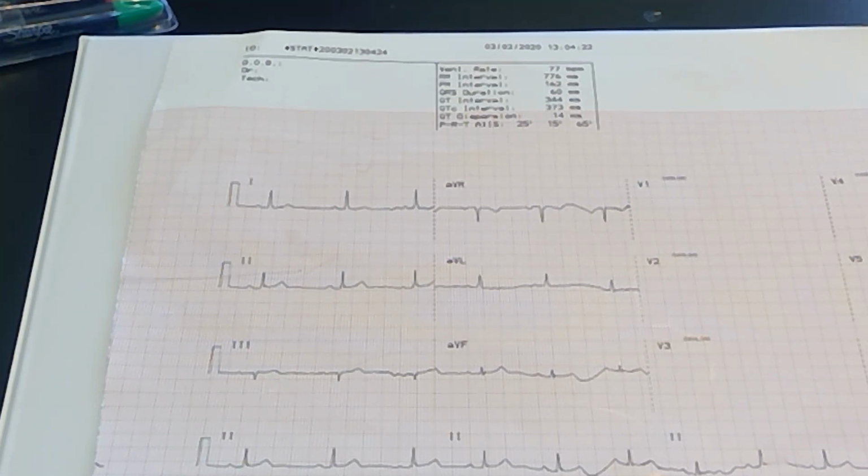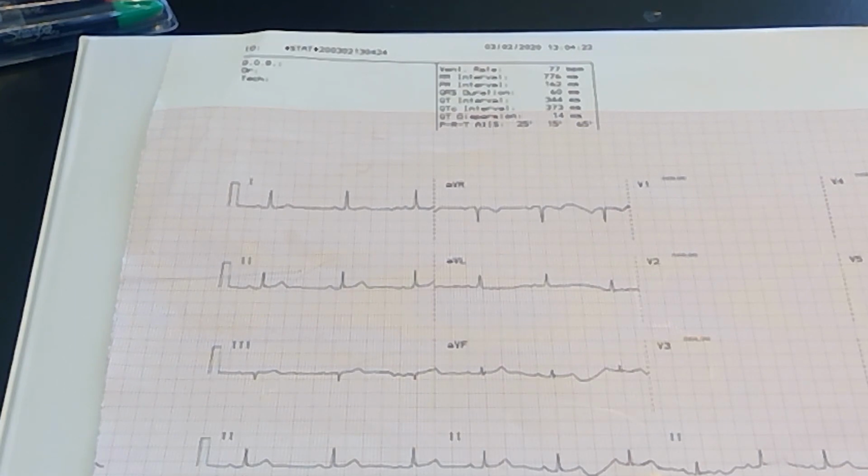Hello class, I'm going to do a very quick demonstration on how to prove Einthoven's law. Einthoven's law states that lead 1 plus lead 3 should equal lead 2. In this demonstration, I'm going to show you how we measure the upstroke of the R and the downstroke of the S if it's there. Then how to take the algebraic sum of those two measurements.